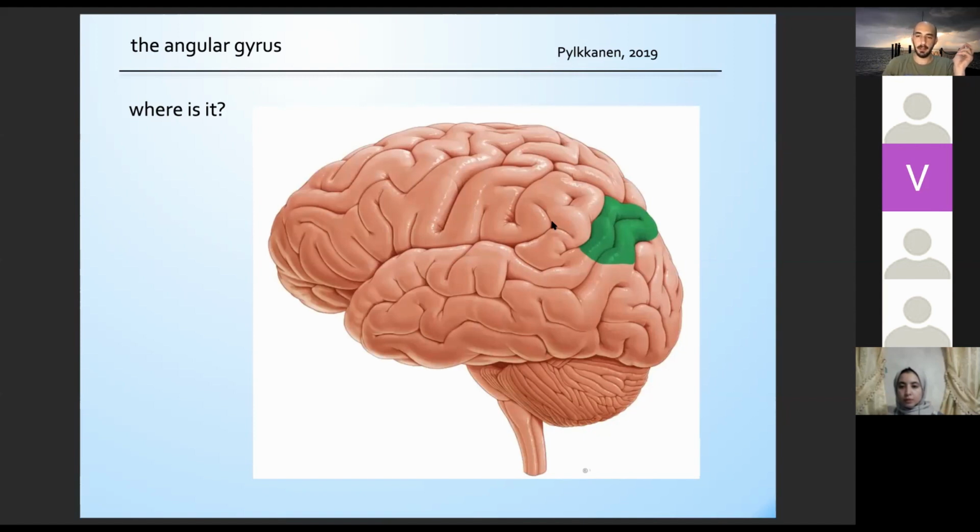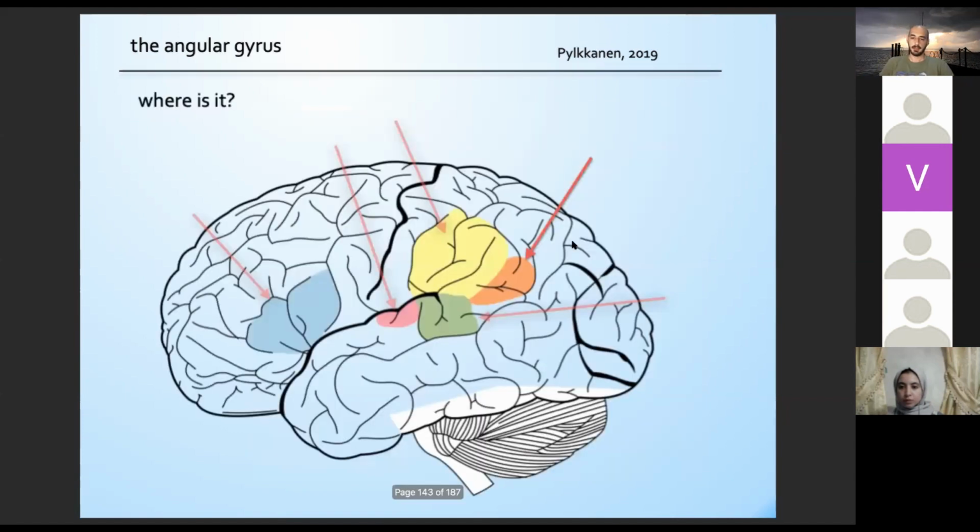So now let's play a little game. These are some interesting areas for language processing, okay? And now I'm going to ask you to help me tell me what they are. So first of all, where is the front of the brain? Here or here? Left or right? On the left. Right, because here we have the cerebellum and then you see the temporal pole. So what is this? Broca. Very good.